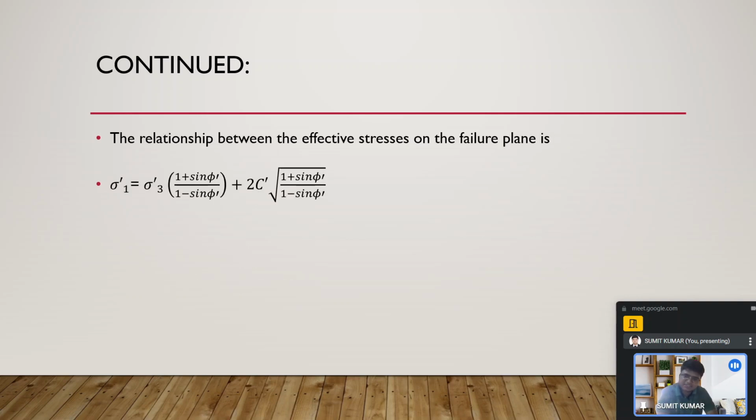Now the interrelation I was talking about earlier is given between sigma 1 and sigma 3. One of these relations, another interrelation, is sigma 1 equal to sigma 3 tan square (45 plus phi by 2) plus 2c tan (45 plus phi by 2).